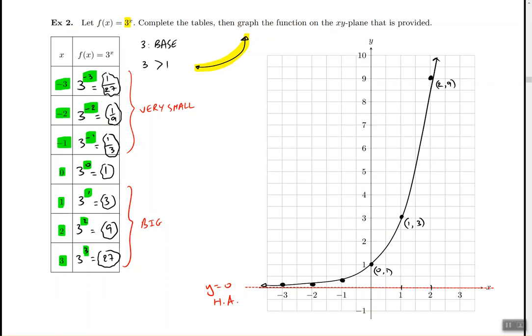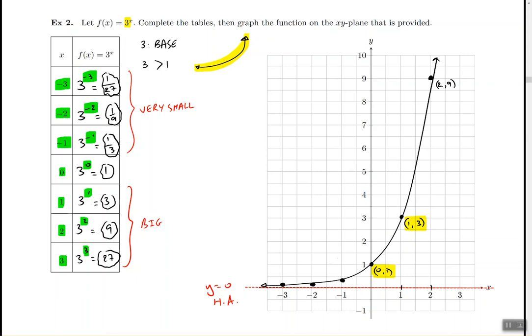In the future, if you want to graph this problem, you don't have to do all these steps. There are too many steps to make. The table is really huge, and we end up not using these points. They were all very, very small. So in general, what you want to do is build a table that has the point 0, 1 in it, and the point 1 comma the base. That's what we noticed so far.